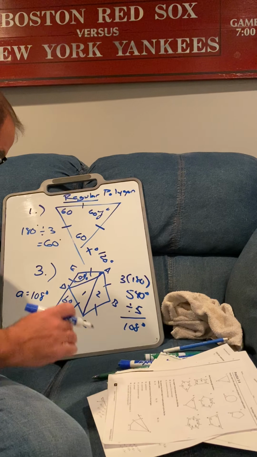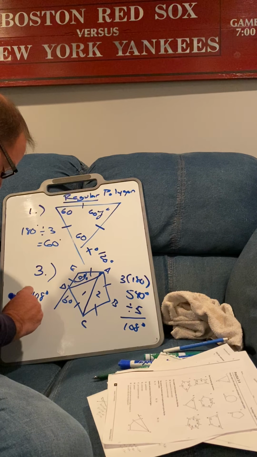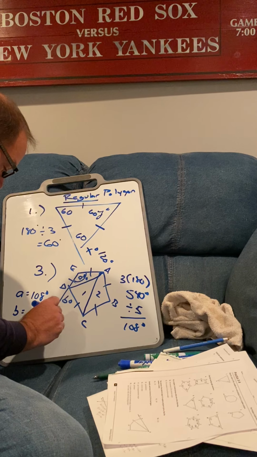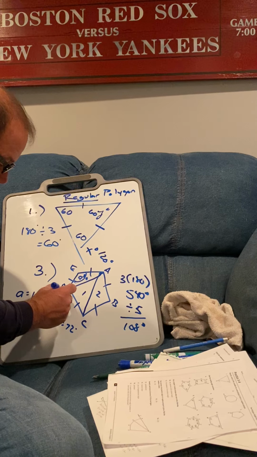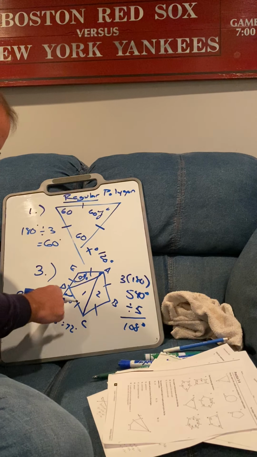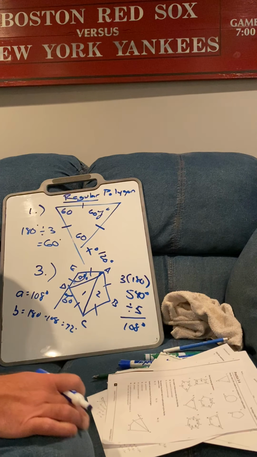And B is going to be 180 minus 108, 72 degrees, because again, B is that exterior angle. Exterior angle and interior angle always form 180 degrees.